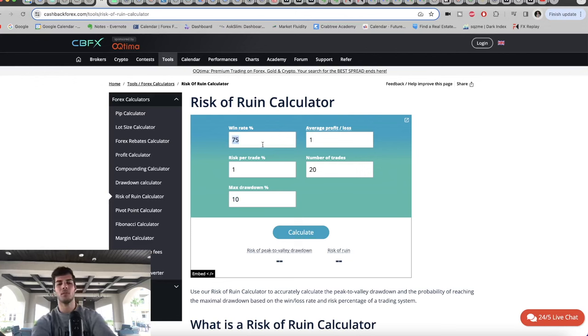So you just put in 75% win rate. This is what we do in every episode. If you're new here, I always go to the risk of ruin calculator and I just see what's the probability of me losing the accounts based on my current strategies. I've backtested my current strategies.